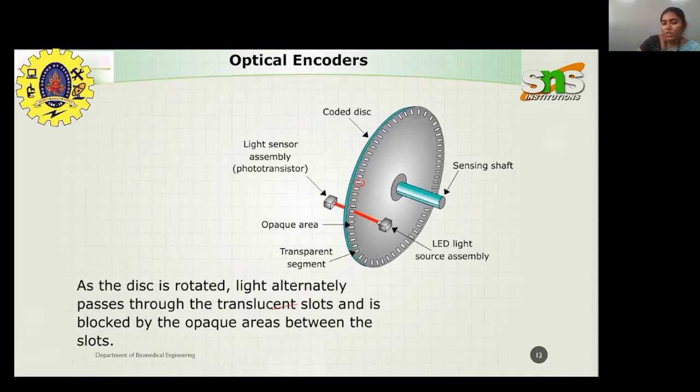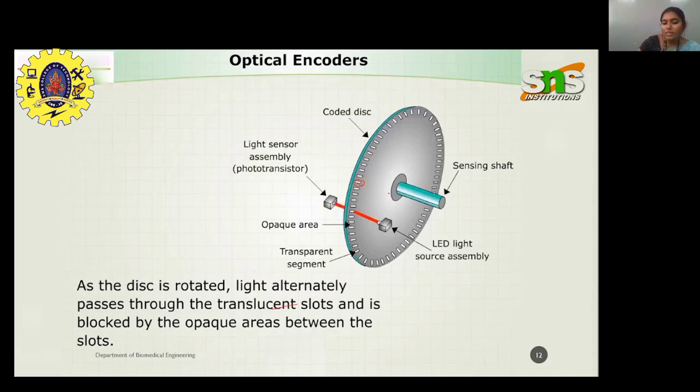So the optical disc has two parts. One is the transparent opening slot, through which the light can pass without any disturbance and reach the light detector. Between each two opening slots, you have a space, the opaque area, where the light will not pass. It keeps blocking, so that the light from the light source will not reach the light sensor. This is the arrangement you can see in the optical disc.